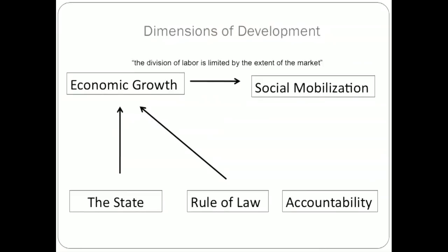So, question is, how are they related? And here's where there's been a lot of social science research over the last generation or so that tried to link these different dimensions of development to one another. We already saw the first one, how economic growth is related to social mobilization. That was the classic 19th century social theory.